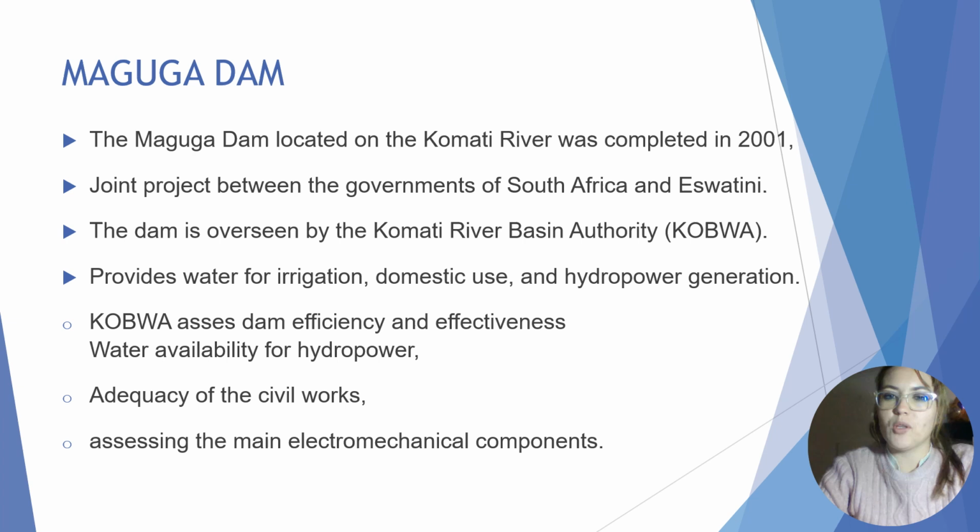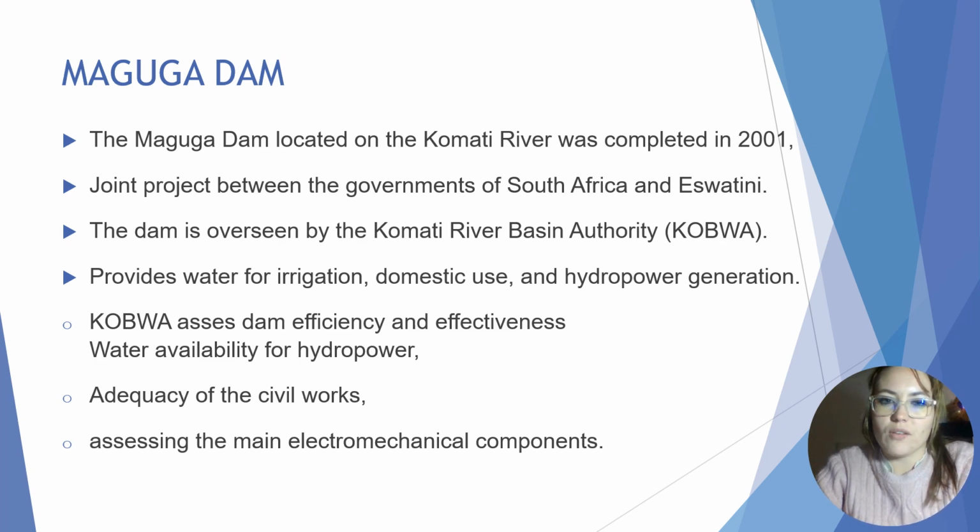The Maguga Dam on the Komati River was completed in 2001. The project was a joint opportunity for both the Government of South Africa and Eswatini. The dam is managed by the Komati River Basin Authority. The full capacity level is 625 meters. This dam provides water for irrigation, domestic use, and hydropower generation.